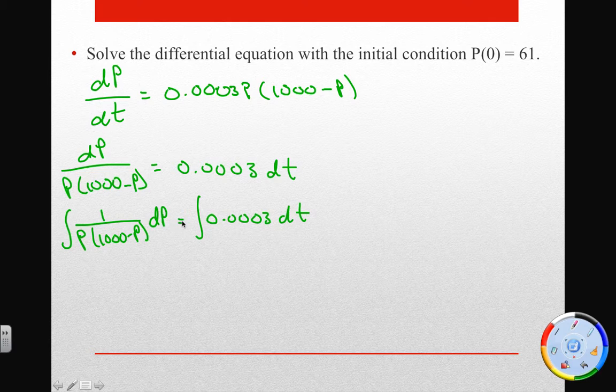I'm going to speed through a little bit of this, but I will explain what I'm doing here. This is a rational function, which is the whole point of the first two slides where I talked about decomposition. This is where decomposition comes in. So you're going to have to do 1 over P times 1000 minus P equals A over P plus B over 1000 minus P.